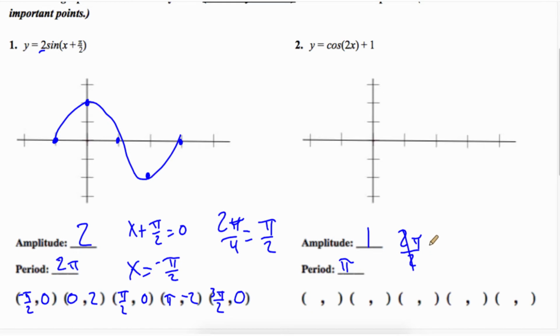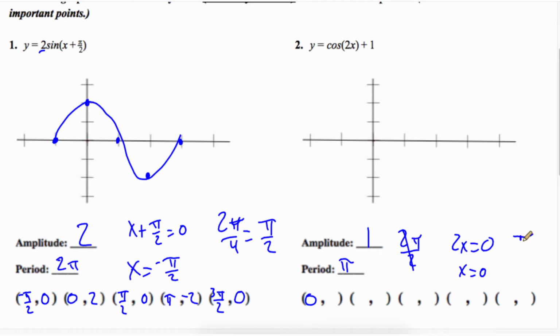Now as far as our starting point goes, there's nothing being added or subtracted inside of parentheses, so we're just going to start at 0. If we do what we did before, take what's inside of the parentheses and set it equal to 0, 2x equals 0, we just end up with x equals 0. So our first x value that we're plugging in is 0.